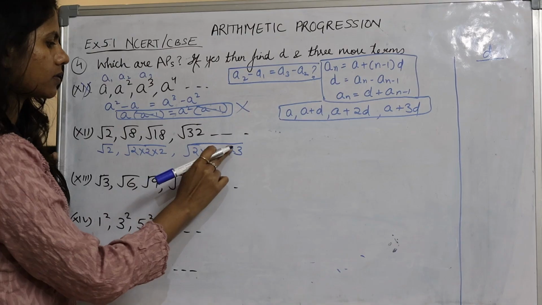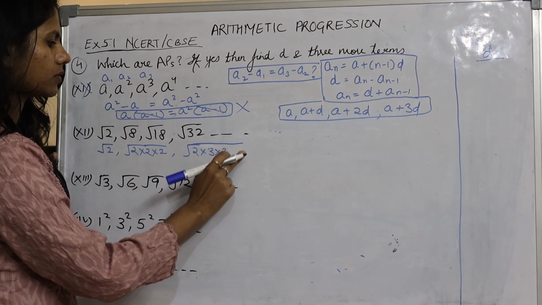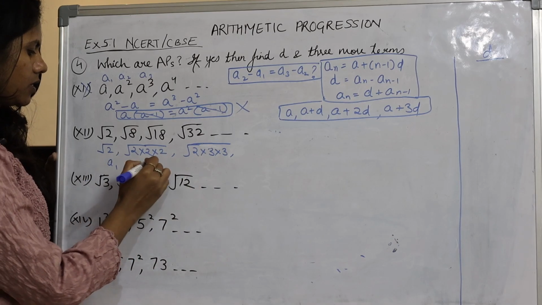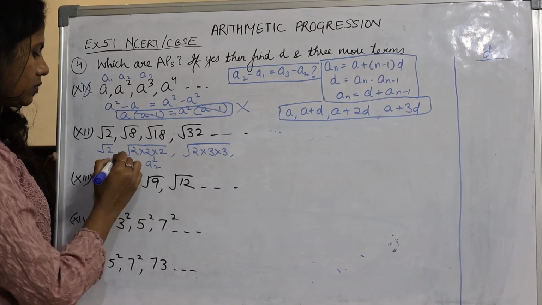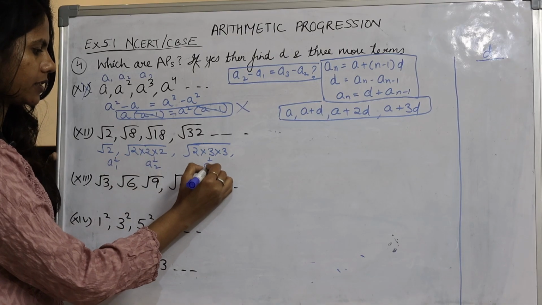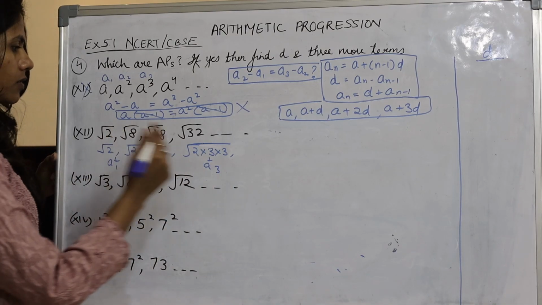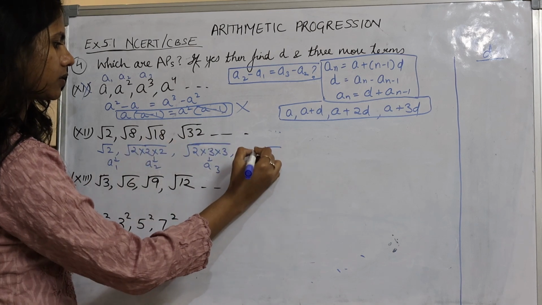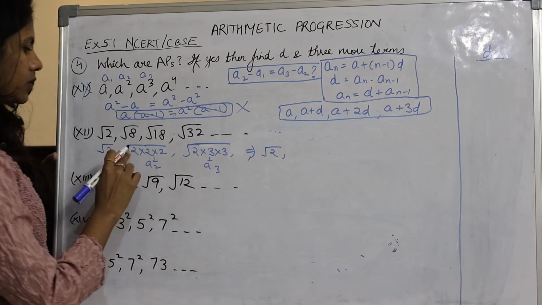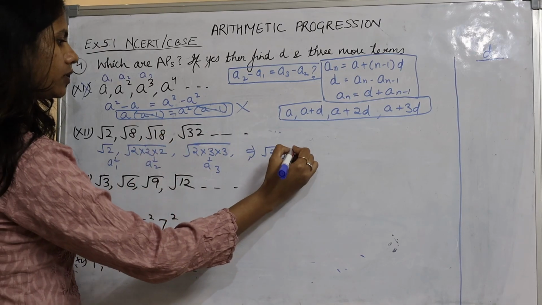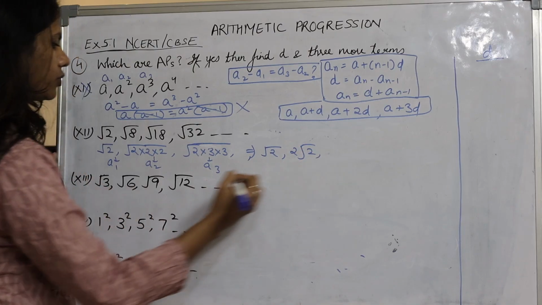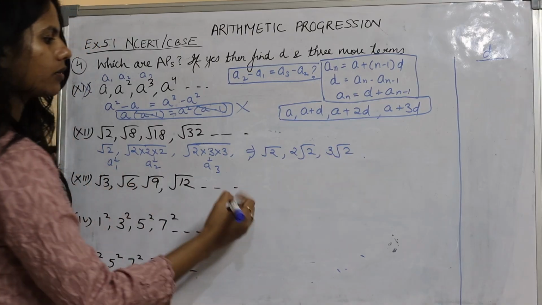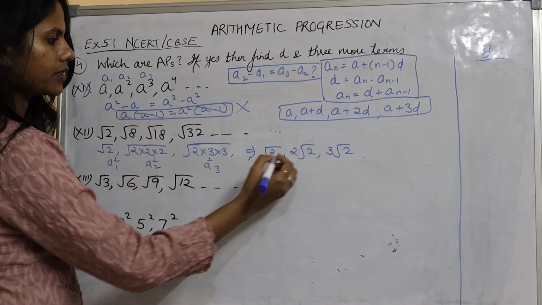2 3 is 6, 6 3 is 18. Okay, so this is A1, this is A2, this is A3. So now let's simplify even more. It will be under root 2, and here we can take the 2 out. So this will become 2 under root 2. Here we can take 3 out: 3 under root 2.